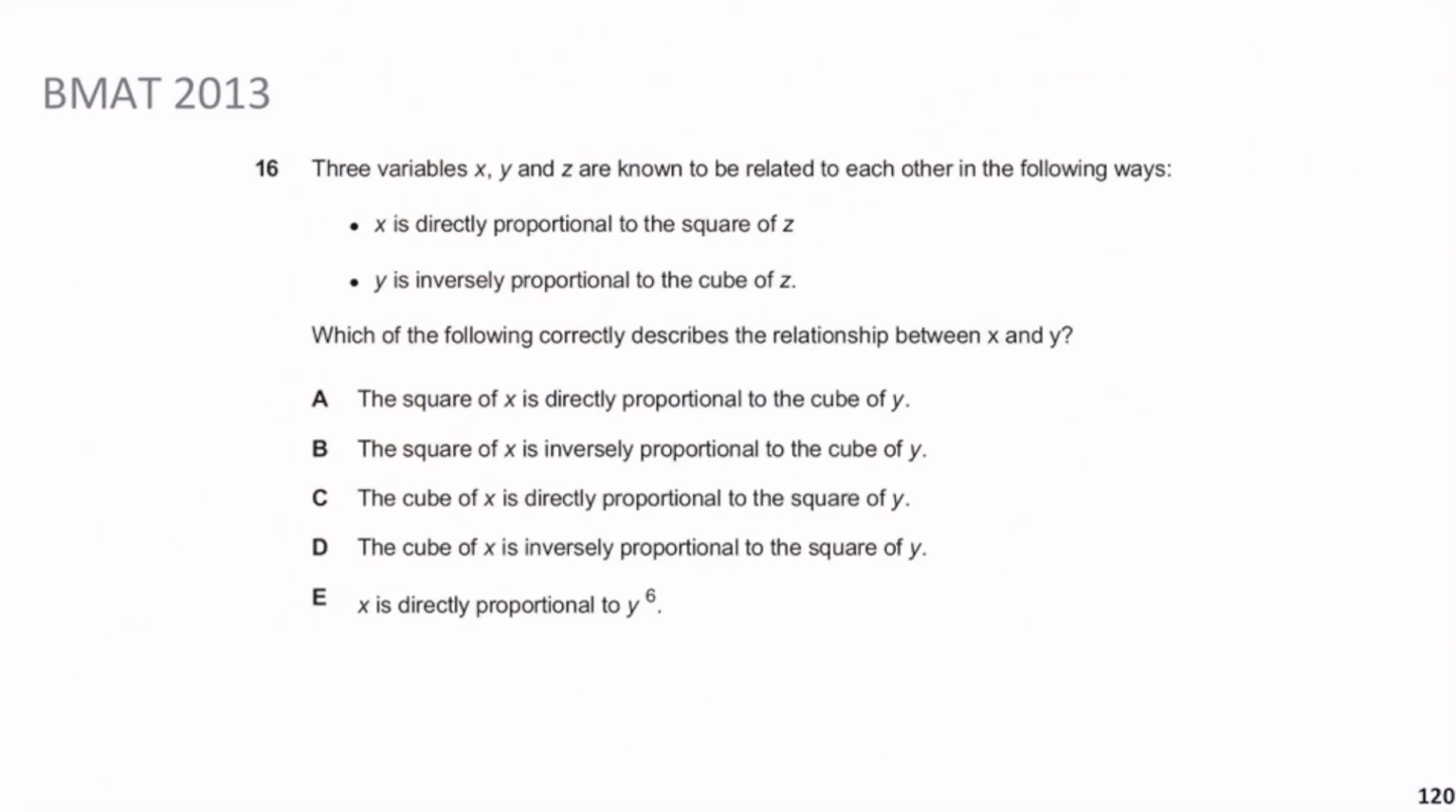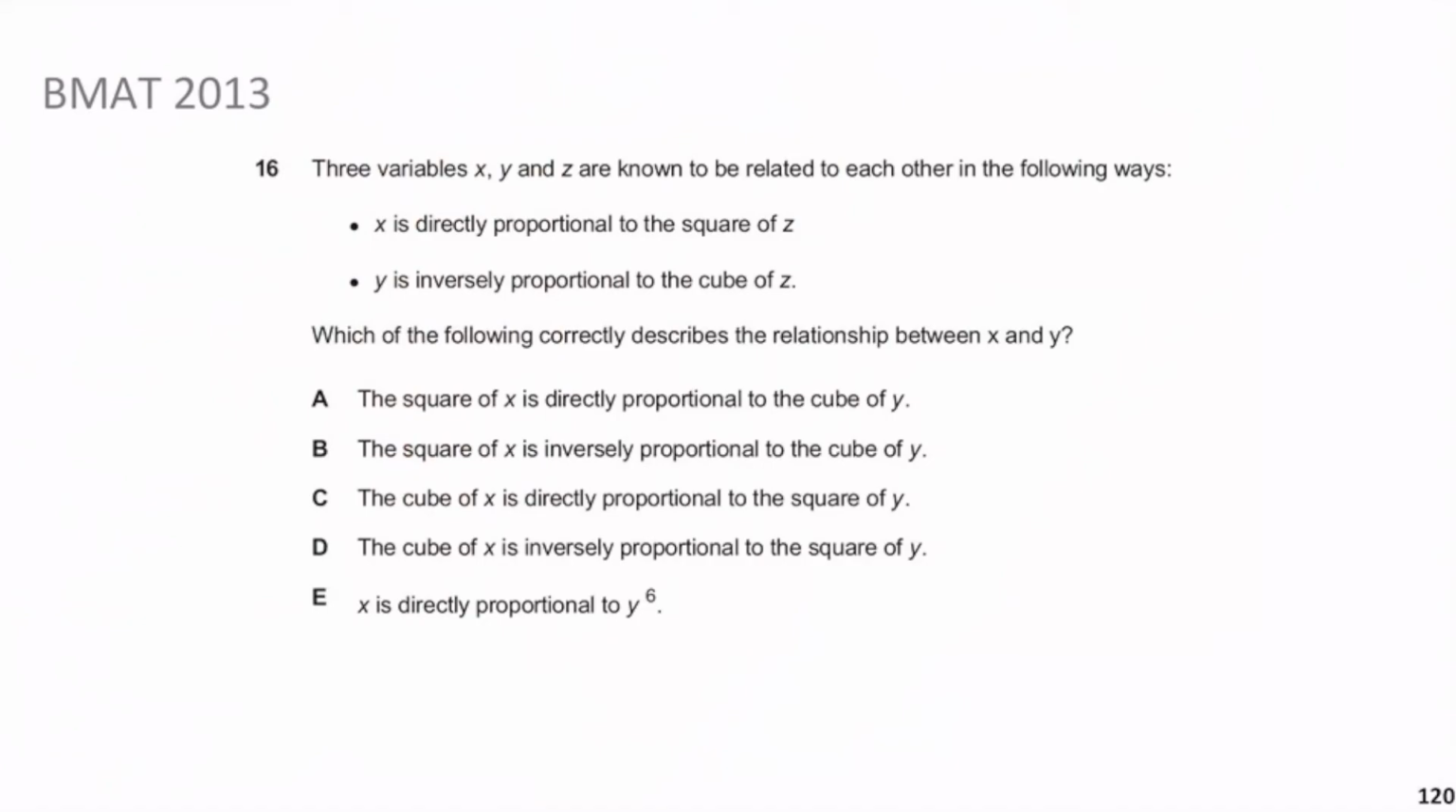So it says three variables x, y, and z are known to be related to each other in the following ways. X is directly proportional to square of z, and y is inversely proportional to the cube of z. Which of the following correctly describes the relationship between x and y? So, guys, pause the video, give yourself a minute. Be sure to be back after that minute. We'll be going through the solution.